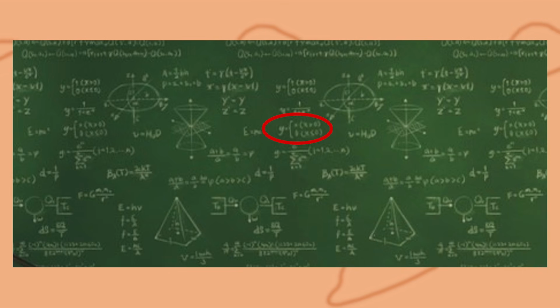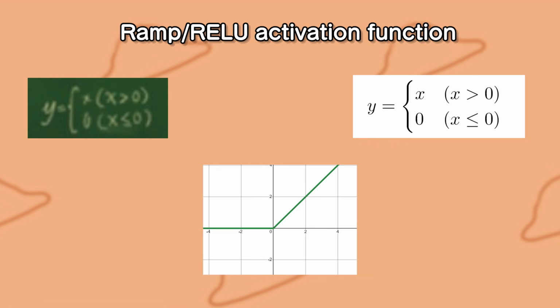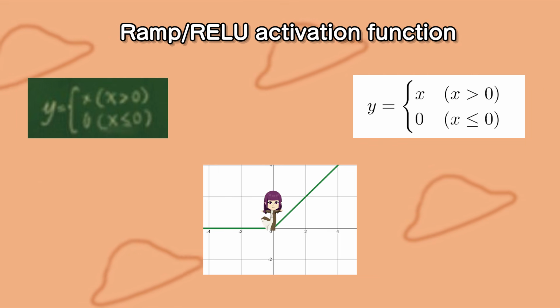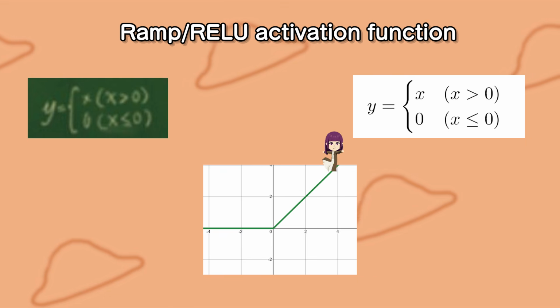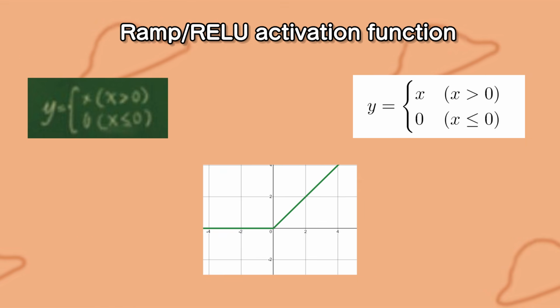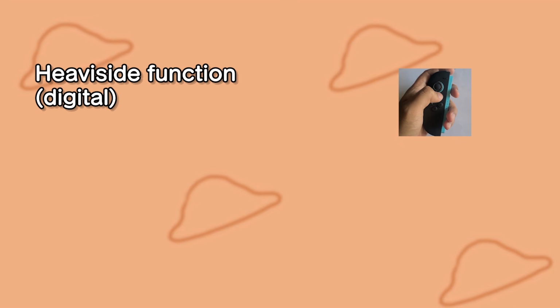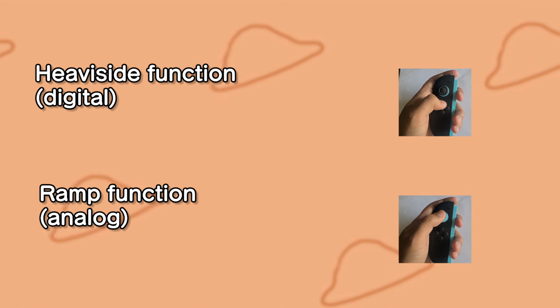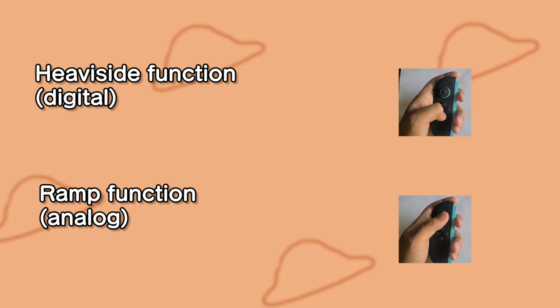Ooh, now we find the poster child of machine learning. This is the ramp function, or the ReLU activation function. It is 0 for negative values and increases linearly for positive values. This allows us to scale the output according to the strength of the input. Think of the Heaviside function as a digital output like a D-pad, and the ramp function as an analog output like an analog stick.